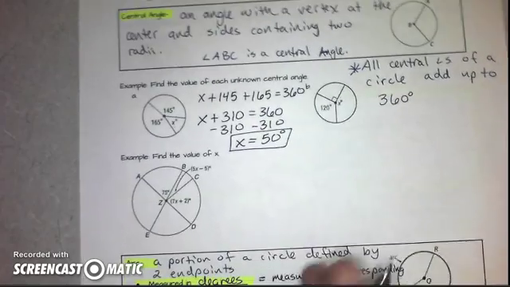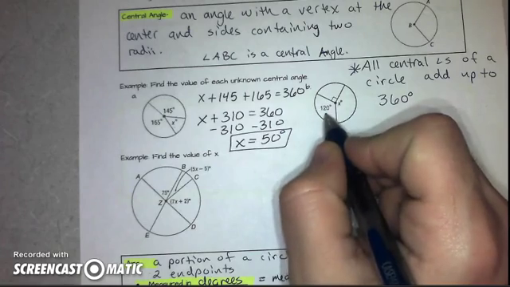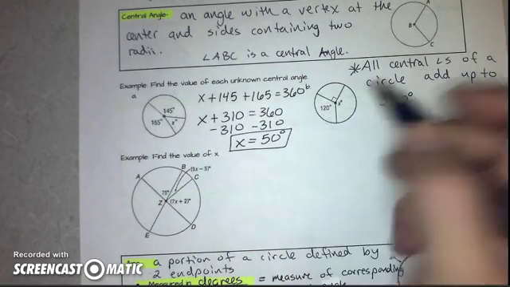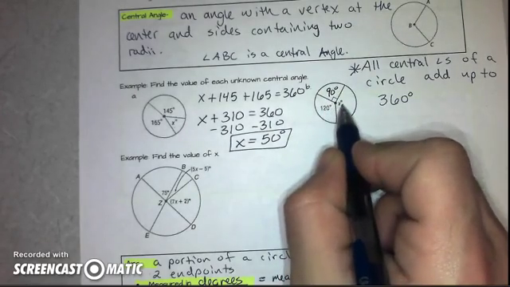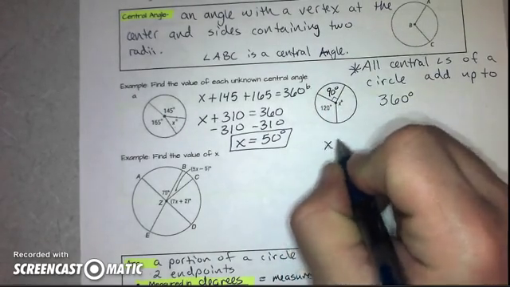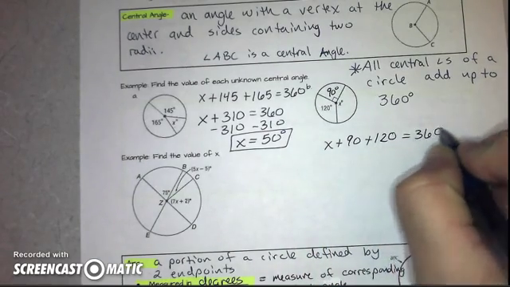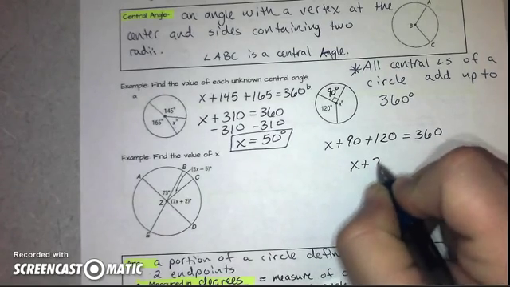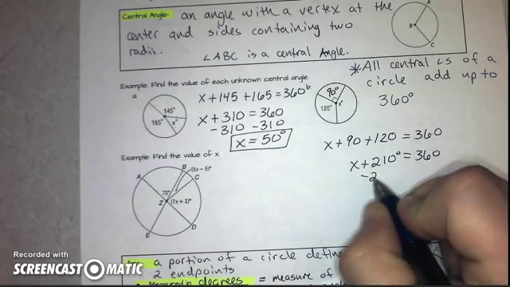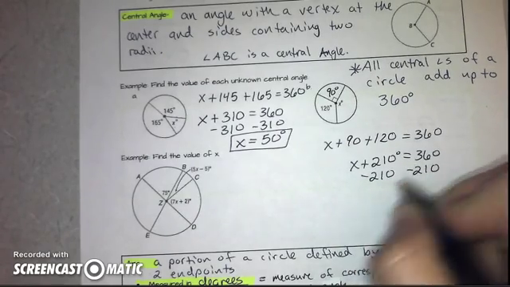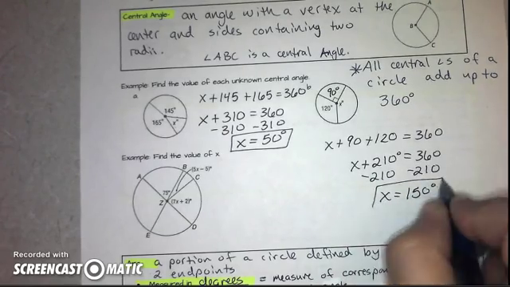Part B, very similar. Now I don't write both of these central angle measures in, but I do put this little box in the corner. You should recognize that means that is 90 degrees. So 90 plus 120 plus x would equal 360, or x plus 210 degrees equals 360. So we subtract 210 from both sides, and x is 150 degrees, for example B.